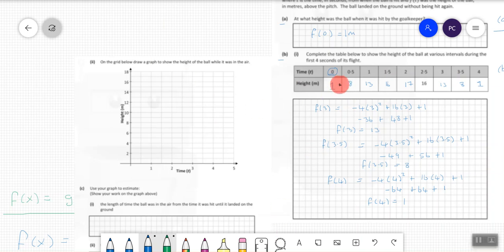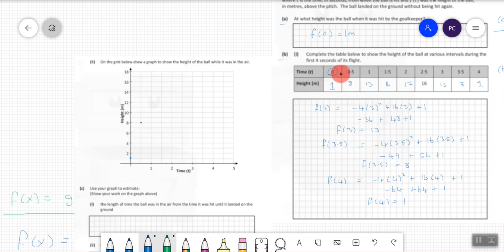So let's plot each of these, okay? So the first one is time is 0 and height is 1. So at 0, the height is 1. So it's going to be about here. Okay, so that's the first point. That's this point here. The next one at 0.5. So 0.5 is here. The height is at 8. So it's up about here.